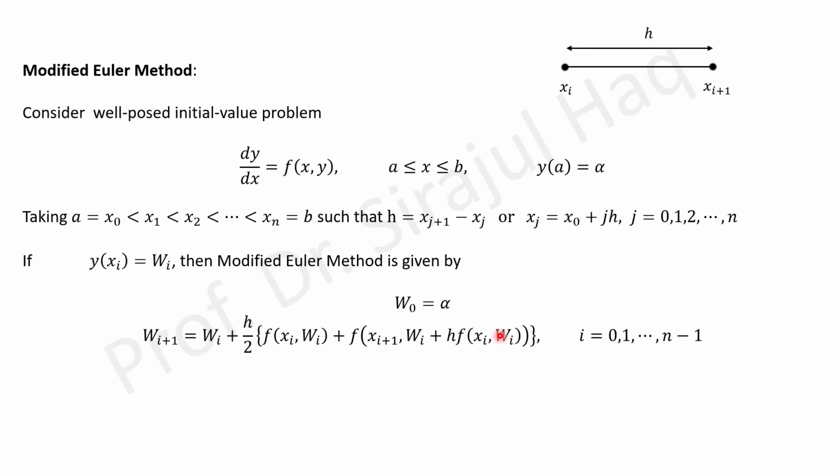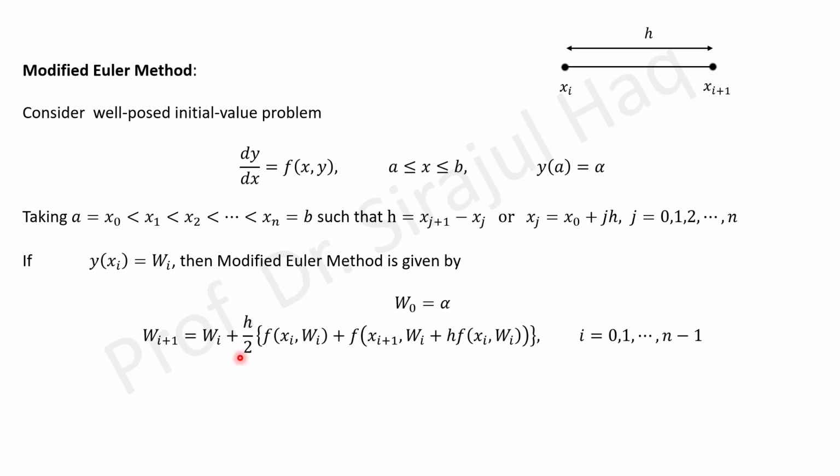Now if you look at this expression, xi plus 1 is known, it's coming from our mesh points. Wi is the solution at xi, which is known, it's used here also. Xi comes from your mesh points, Wi comes from the previous point. So what the modified Euler method did: compute the function at xi and the function at xi plus 1 and then take their average. So add them and divide by 2.